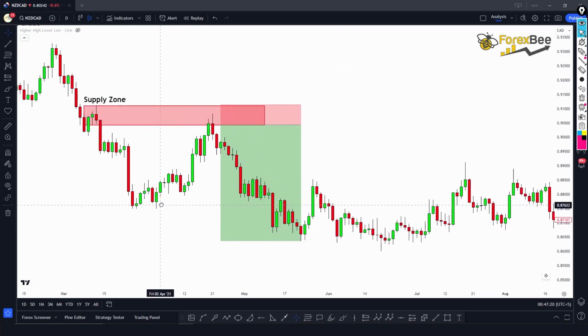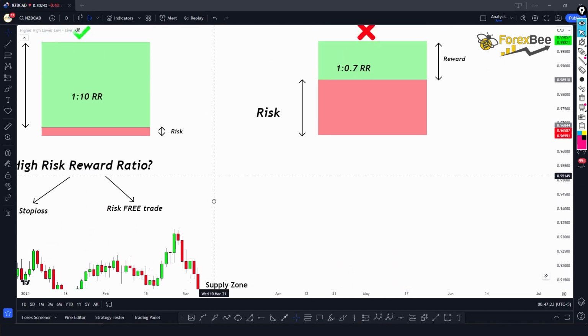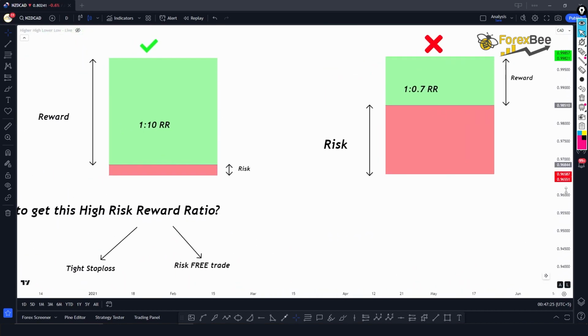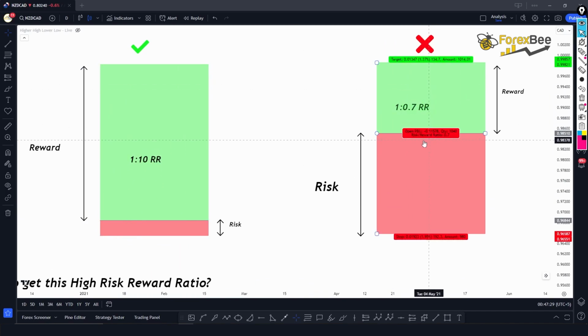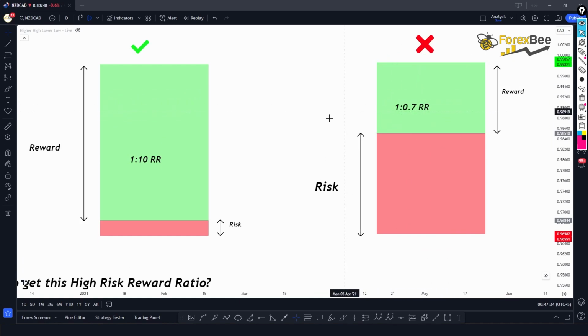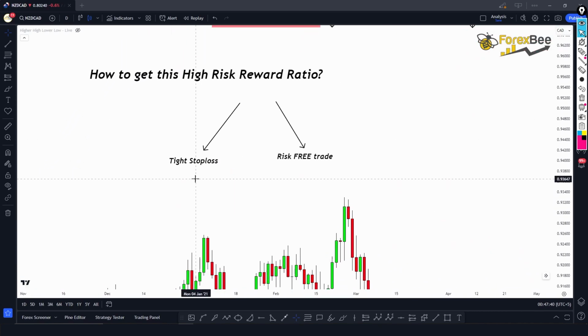Now, to recap everything, you want to focus on taking higher risk to reward ratio trades, and you want to avoid these very high stop losses and very low reward ratio trades. And you can do this by using tight stop losses and risk-free trades.